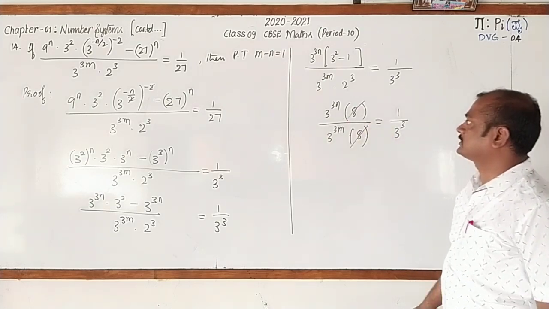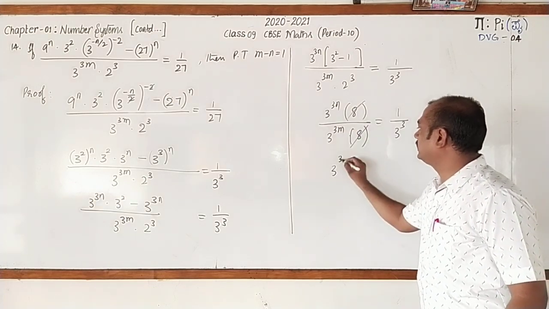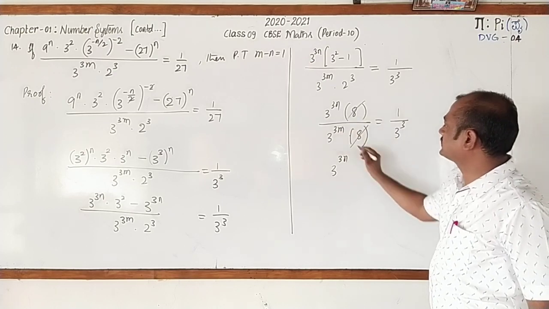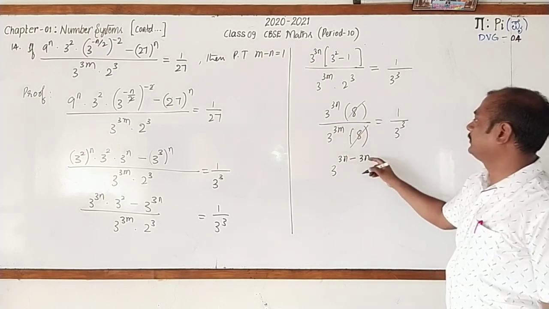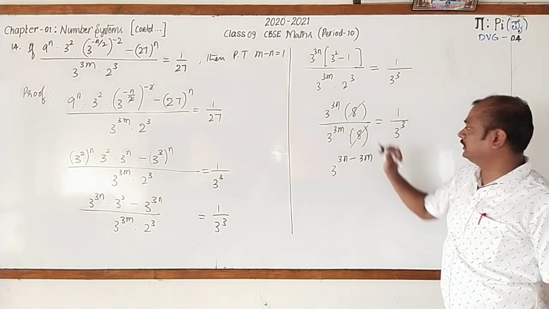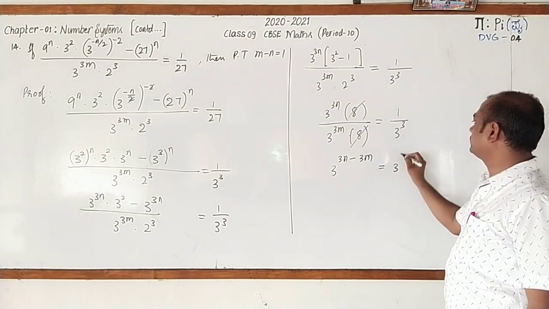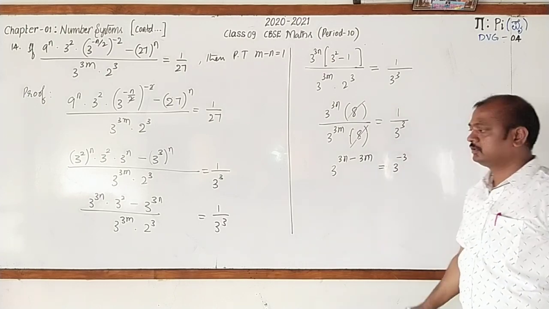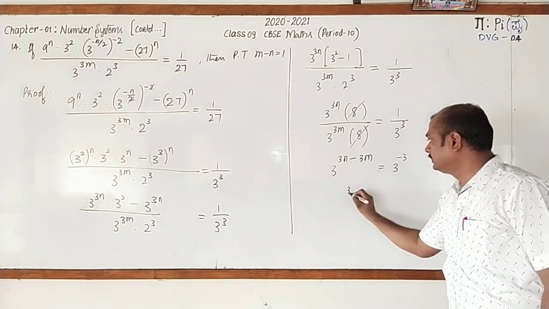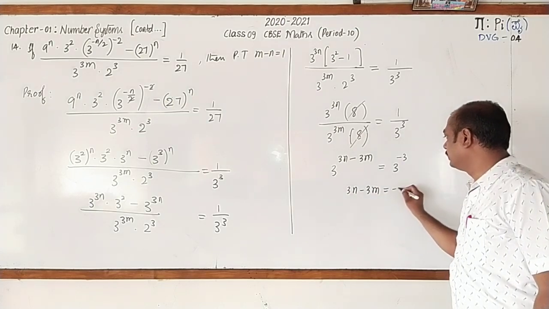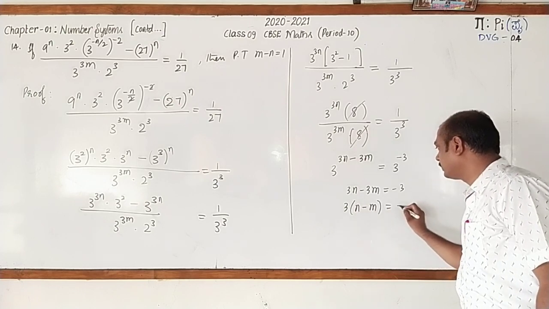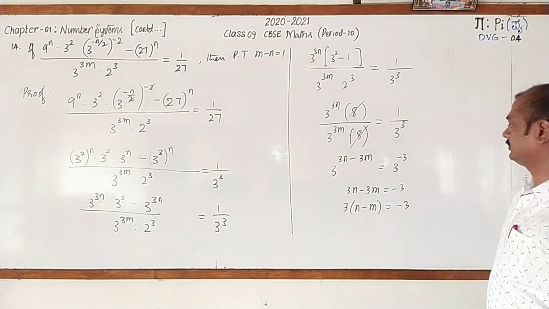We can write this as 3 raised to the power 3n minus 3m, because when denominator term goes to the numerator, power becomes negative. It is equal to 3 raised to the power minus 3. Bases are same. Now you can just go for equating powers. 3n minus 3m equal to minus 3. You just take 3 as common factor. n minus m equal to minus 3.